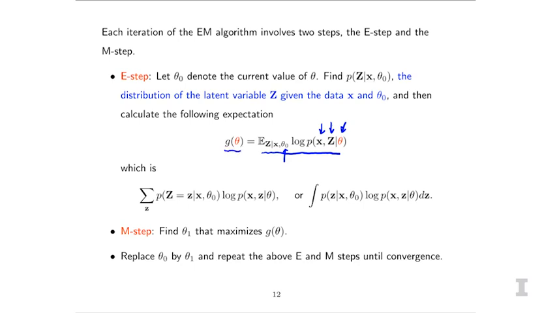Here, assuming theta 0, we already have the current value. So theta 0 is given. And this expectation, depending on whether z is continuous or discrete, will be either a sum or an integral. So we get our function g, and then we're going to find a value theta 1 that maximizes g. Then we're going to replace theta 0, the current value of theta, by the new value theta 1, and then just loop over the E and M steps until convergence.